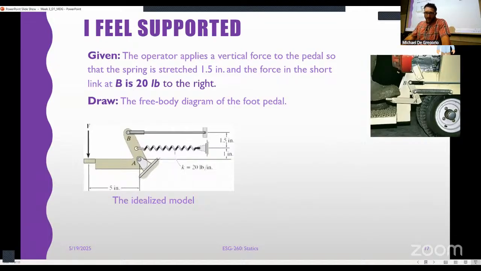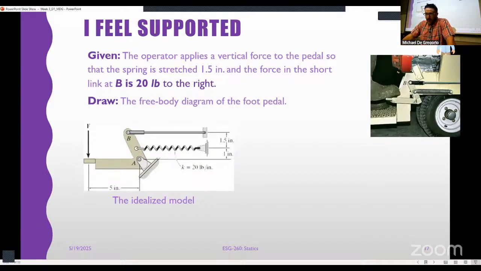All right, so the operator applies a vertical force to the pedal so that the spring is stretched 1.5 inches, and the force in the short link at B is 20 pounds to the right. Okay, so we're told how much force we have in the link B. We're told what the spring constant is and how much this has deflected, right?